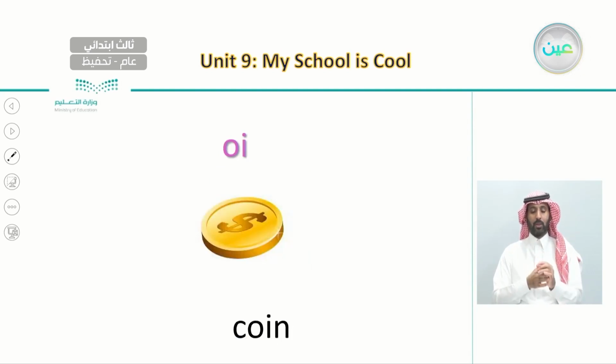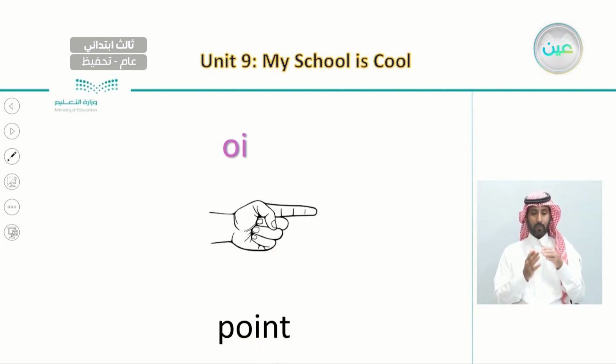Next we have words also with the sound of O and I, like the word coin. Coin. And here we can see the O and I in the middle. Another word with the same sound, which is point. Point. Also with the sound O and I in the middle.